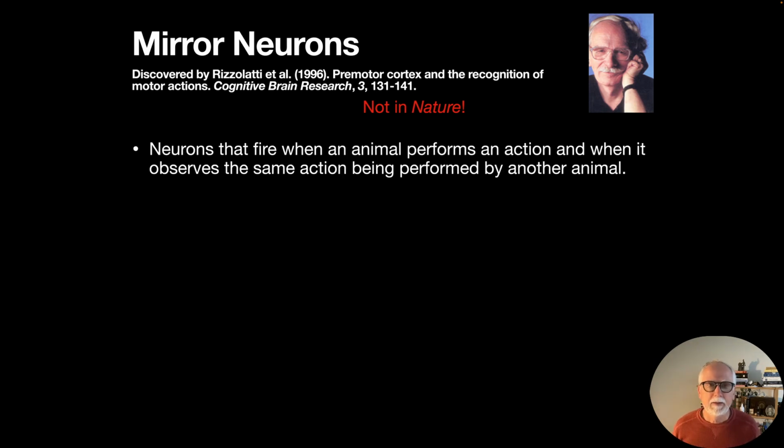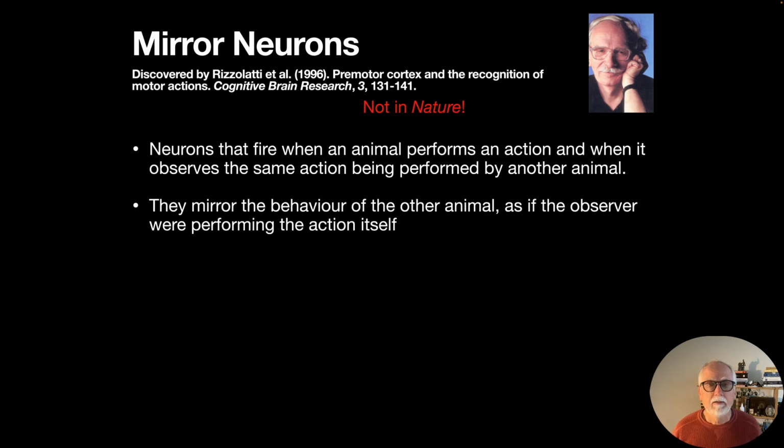So the idea about mirror neurons is that they are neurons that fire when an animal performs an action and when it observes the same action being performed by another animal. So these would be neurons that are involved in performing a particular behavior. And then when an animal is seeing another animal performing that behavior and really watching it closely, just like the humans in that previous picture are watching this guy bowling down the road, they start to do the same action in their head, and so that neuron fires again when they're watching this other animal perform that behavior. So they mirror the behavior of the other animal as if the observer were performing the action itself.